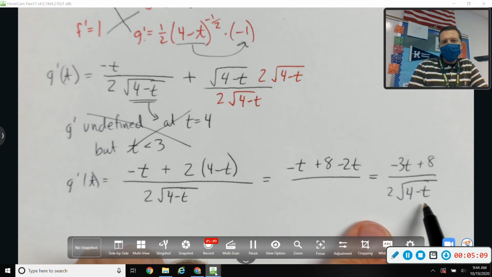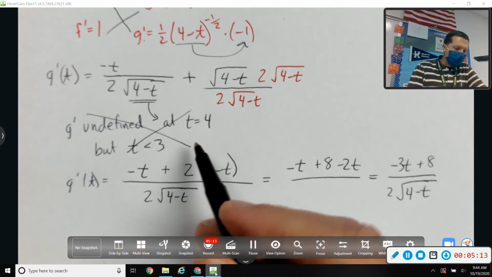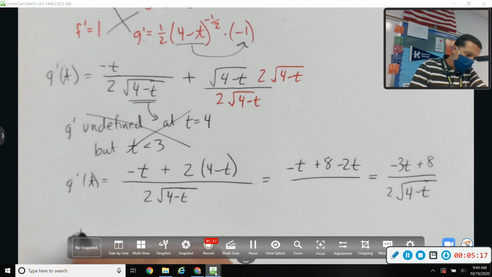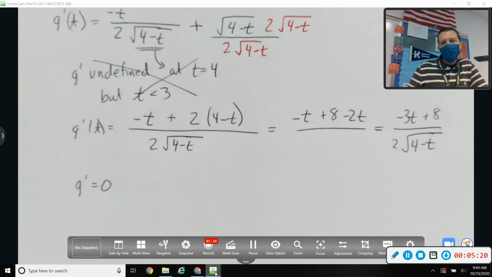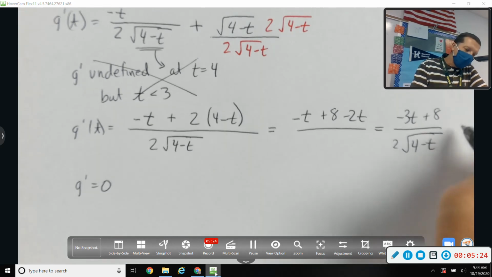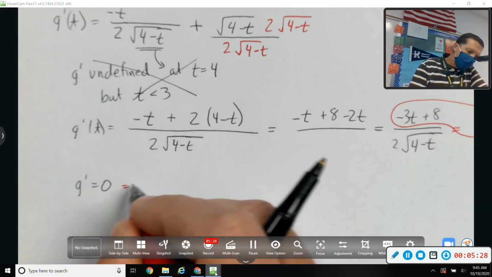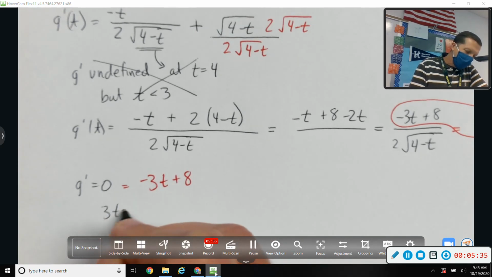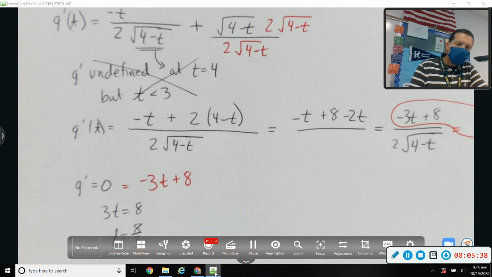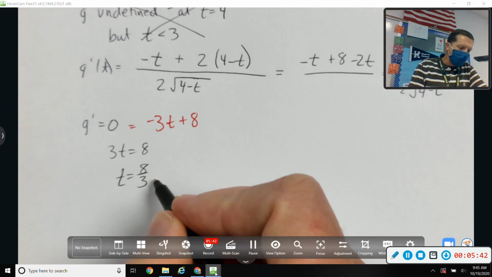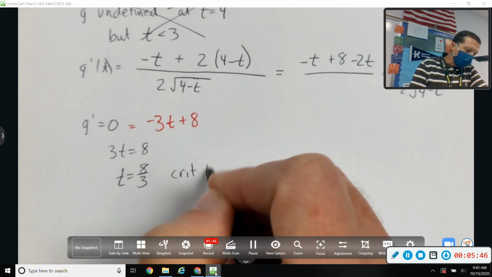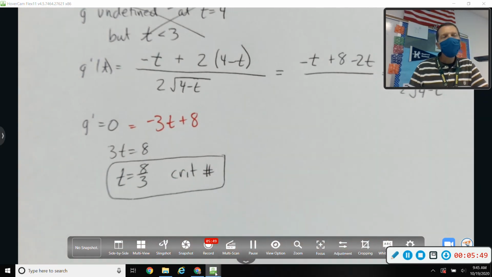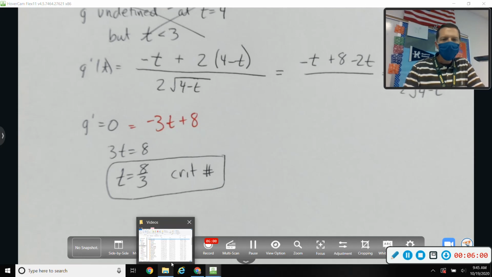All right, we already looked at the bottom being 0. That would be at 4, and that would make it undefined. But we weren't allowed to use 4. So we want to consider if g prime is 0. But the only thing that makes the fraction 0 is if the top is 0. So I'll set the top equal to 0. And that happens at 8/3, which is less than 3, just barely, but less than 3. So t equals 8/3 is our only critical number. So that was number 13 on page 167.